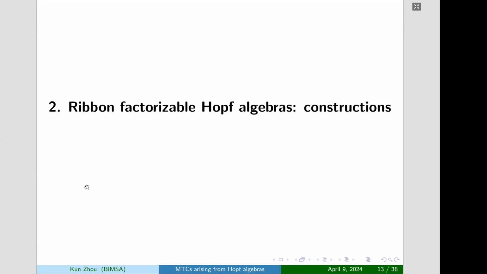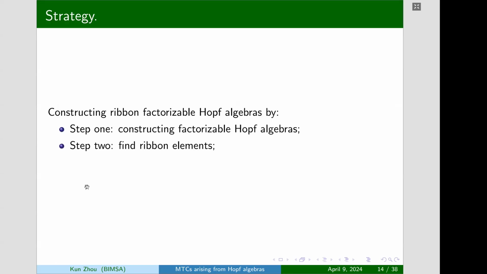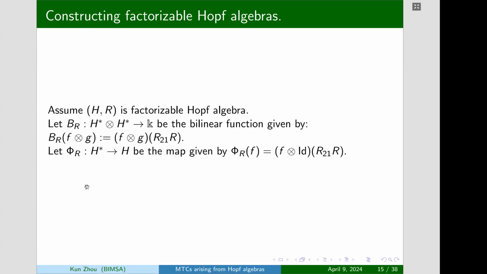With these goals in mind, let's go to our second part, construction of ribbon factorizable Hopf algebras. To construct ribbon factorizable Hopf algebras, we use two steps. Step one is to construct factorizable Hopf algebras, and step two is to find ways to find ribbon elements for a given quasi-triangular Hopf algebra. Now let's talk about step one.